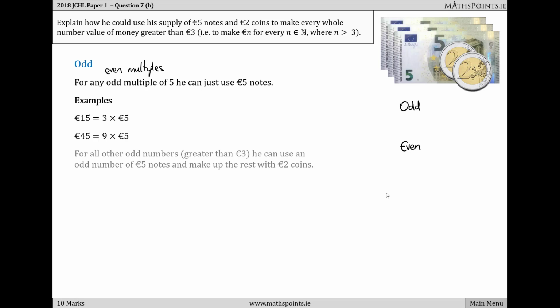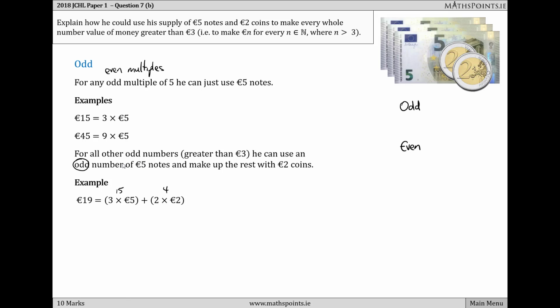So for all of the other odd numbers greater than €3, we can use an odd number of €5 notes and make up the rest with €2 coins. Now we'll see in a minute why it has to be an odd number of €5 notes. But for example, let's take an odd number that isn't a multiple of 5. So for example, €19. We could make that up with 3 €5 notes, which is €15. And then for the remaining €4, we'd have 2 €2 coins. And 15 and 4 is equal to 19.